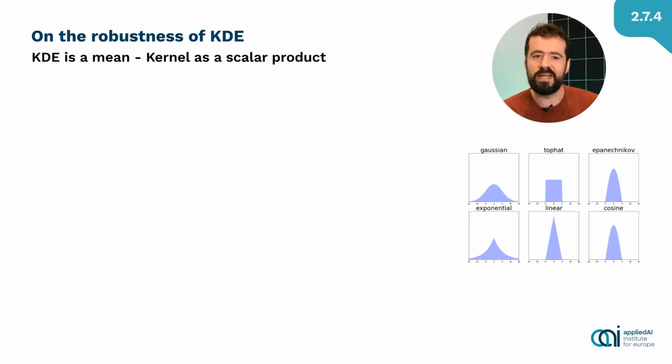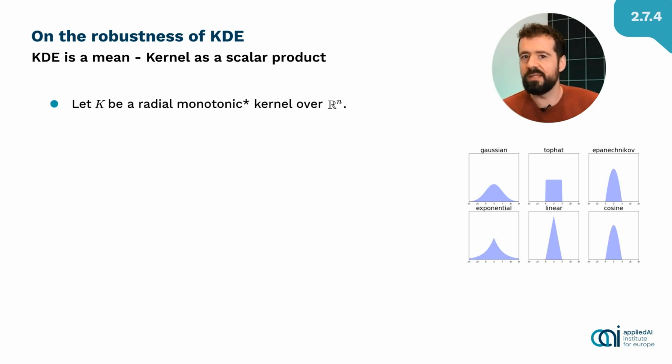But in order to do so, we really need to understand that the kernel density estimate is by itself also a mean. So let's try to understand that. First of all, we need certain properties of the kernel, namely that it's radial and monotonic, where monotonic means that the density is only increasing as we move away from the center, while radial means that the value of the kernel only depends on the distance to the center.